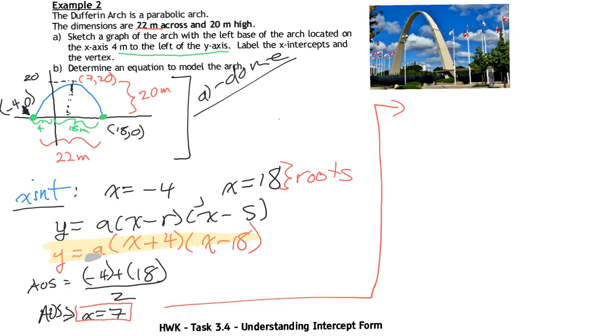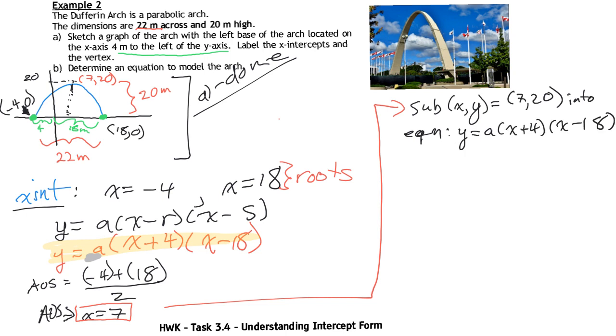So let's begin. We're going to sub in x and y equaling (7, 20), into the equation that we used before. When substituting, you're going to get this. And the substitution gives us 20 is equal to a times 11 times negative 11.